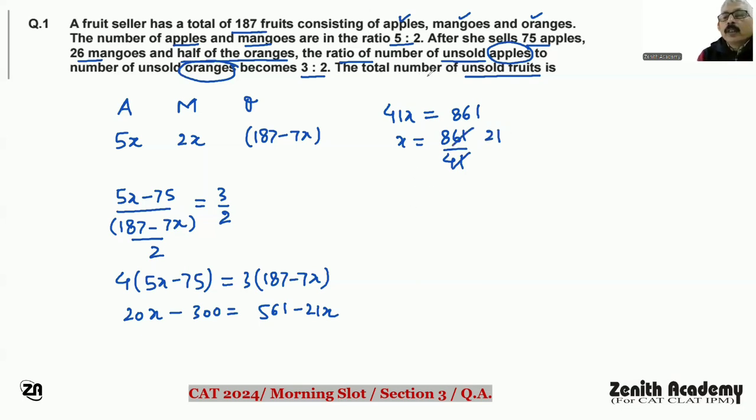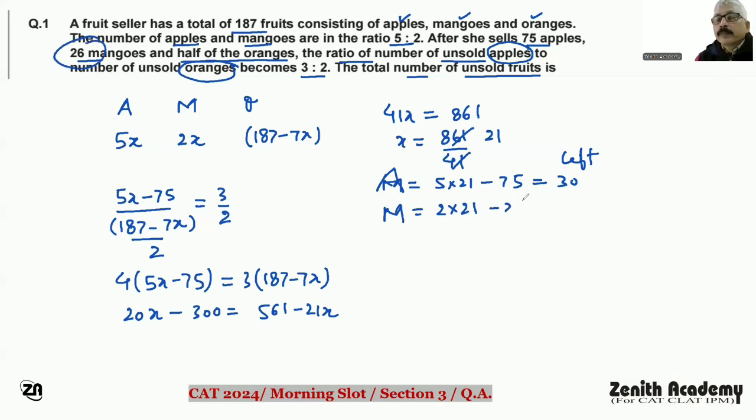So the total number of unsold fruits. Apples, initially it was 5 into 21, sold 75. So 105 minus 75, 30 left. Those are left apples. Then mangoes, 2 into 21 minus 26. So 42 minus 26 is 16.